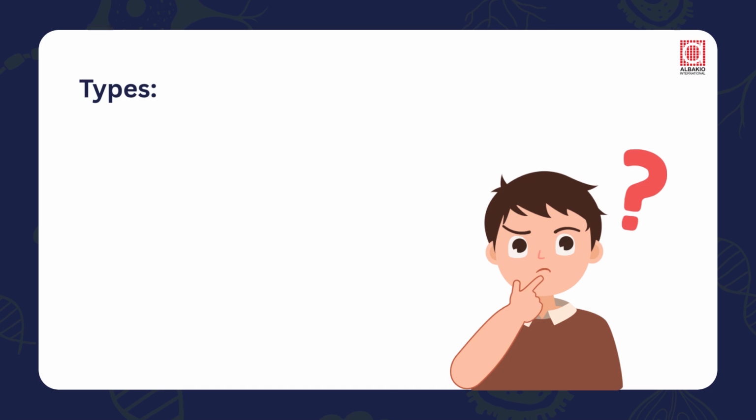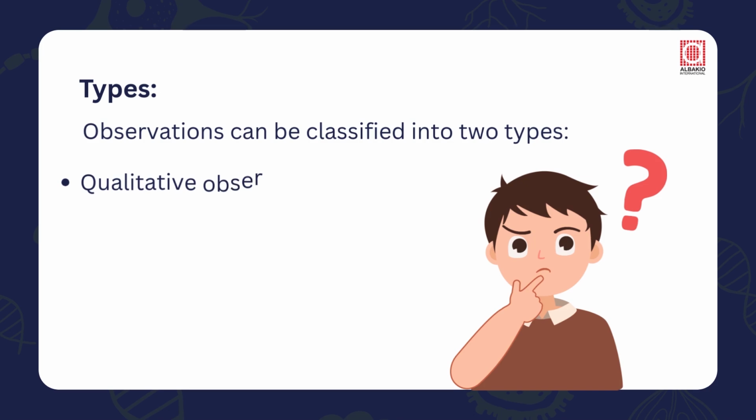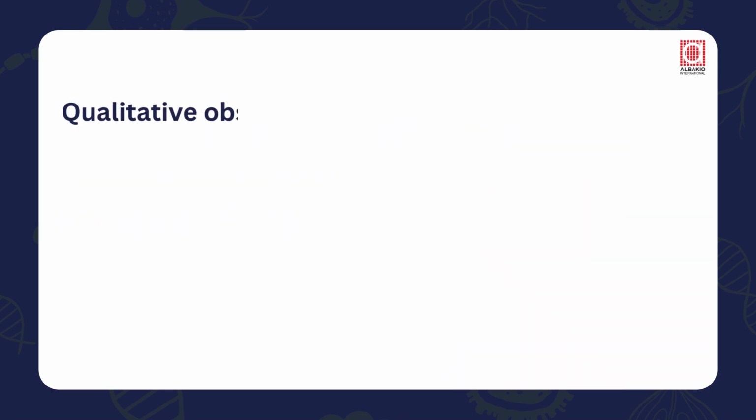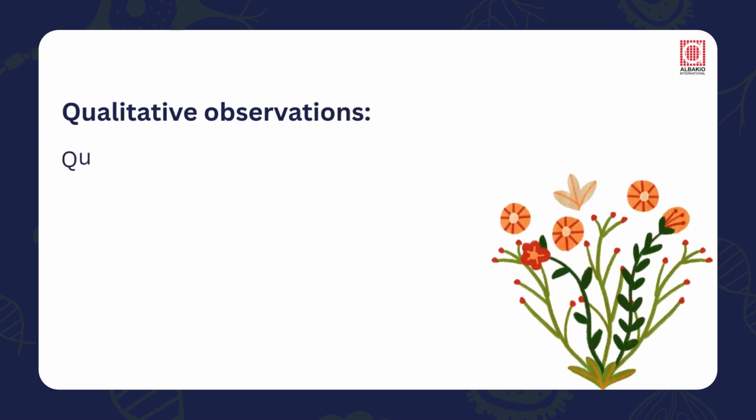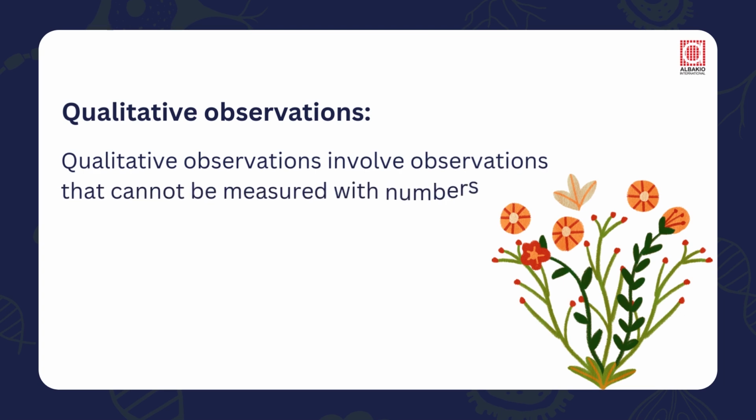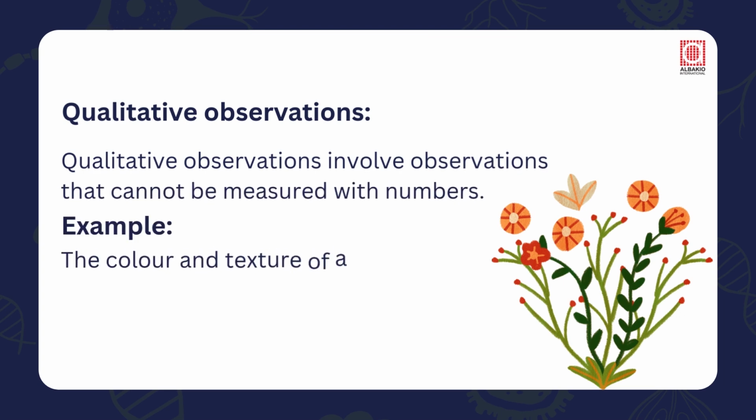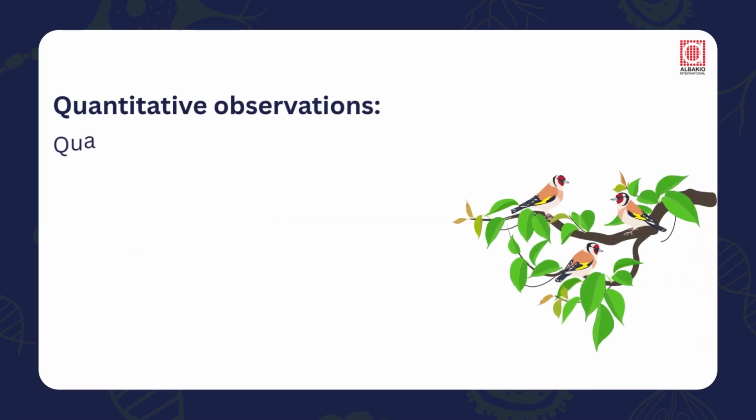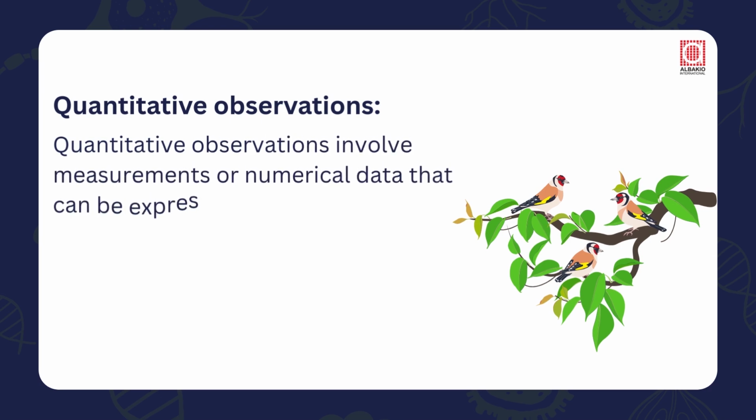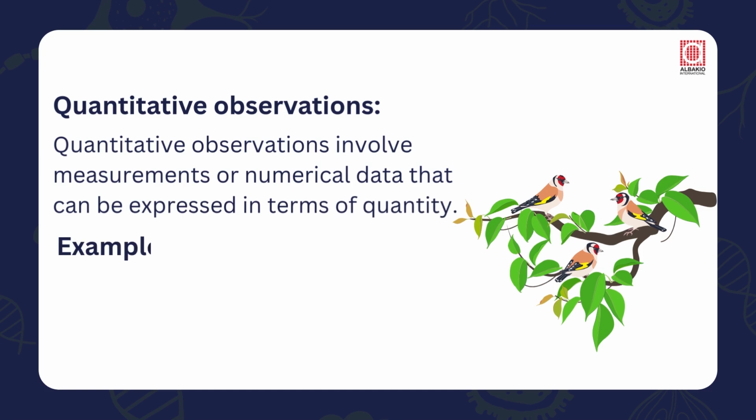Types of observation. Observations can be classified into 2 types: qualitative observations and quantitative observations. Qualitative observations involve observations that cannot be measured with numbers. For example, the color and texture of a plant. Quantitative observations involve measurements or numerical data that can be expressed in terms of quantity. For example, the number of birds in a tree.